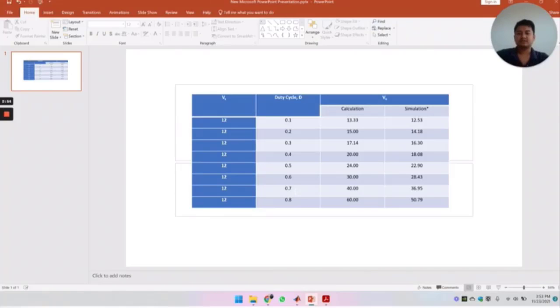For duty cycle 0.7, the calculation value is 40, but the simulation is 36.95. And lastly, for duty cycle 0.8, the calculation is 60 volt, and the simulation is 50.79. Okay, that's all from me. Thank you.